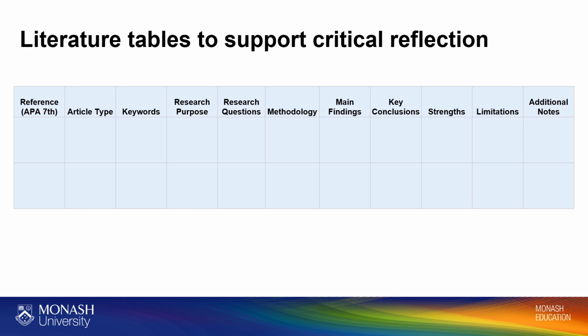Some other things that you can do is, instead of just reading, actually take some good quality notes. In this case, I've got an example of a literature table. So you can include all the key things. This will allow you, one, to engage with that specific reading in depth, but two, it will also help you to see patterns across the literature.